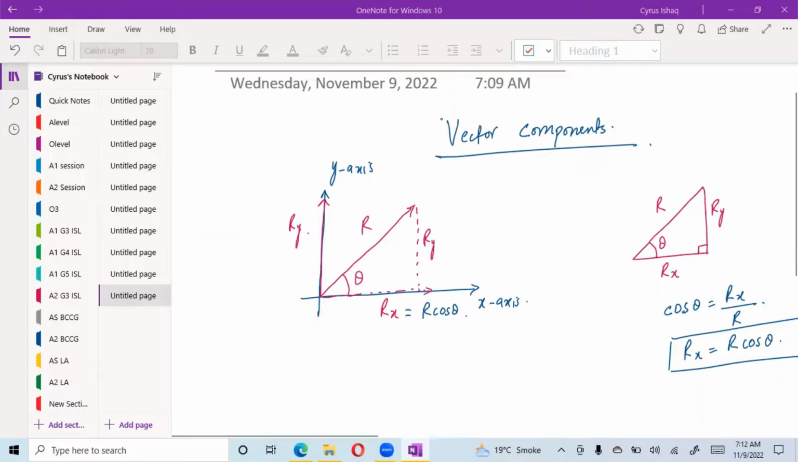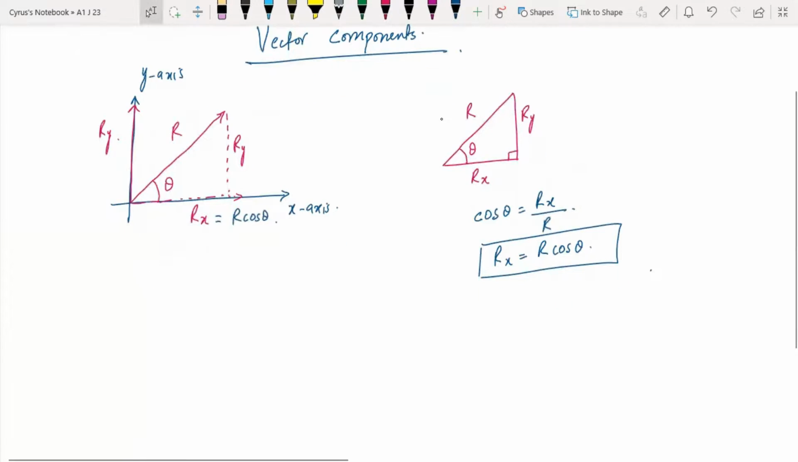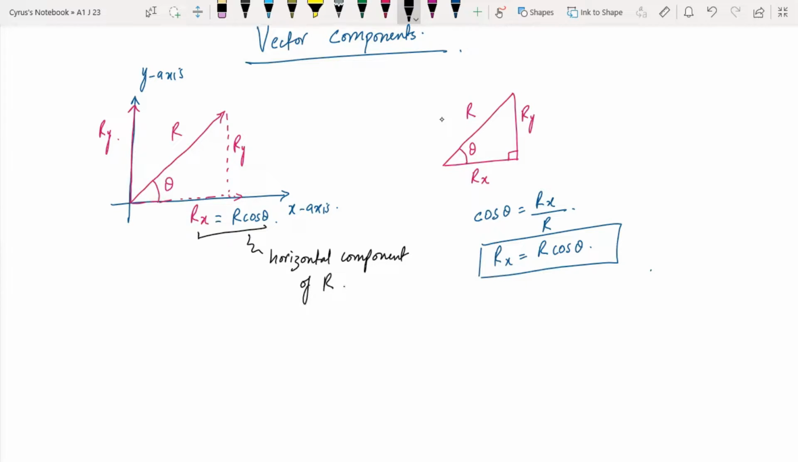अच्छा, इसी तरह से अगर आपके पास, we call this r cosine theta the horizontal component of r. Is that clear, Mehdi?